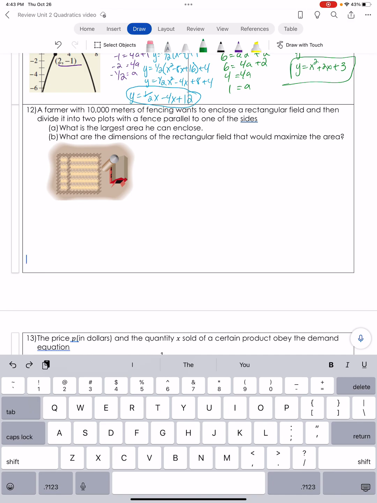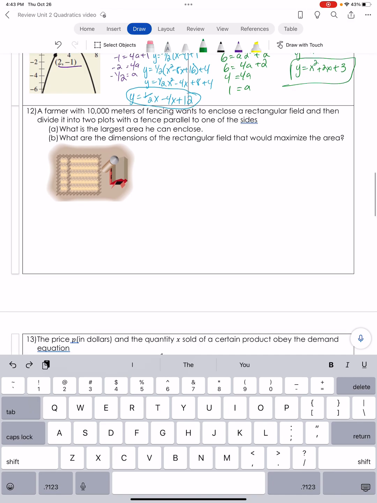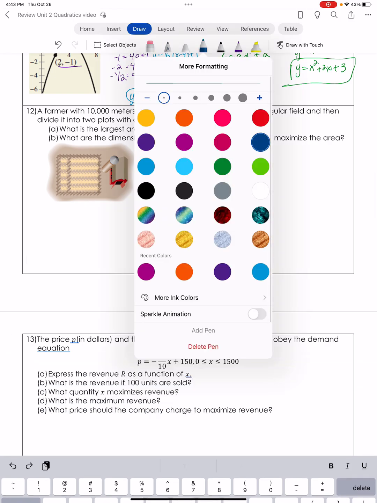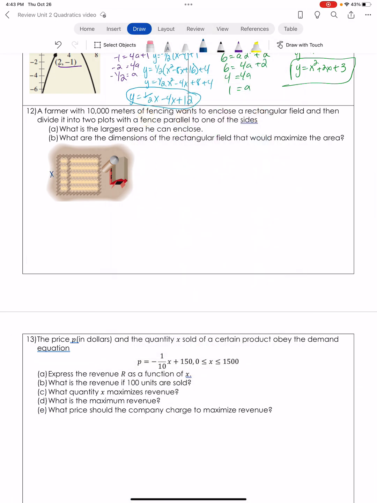For this one, I am going to designate this X, and this X, this one's Y, and this one's Y. It doesn't really matter because we're actually going to be finding the dimensions of the rectangular field, so we're going to have to find both anyway. But just for the purposes of this, I'm going to do that. You could have done X, X, Y, Y, Y as well.